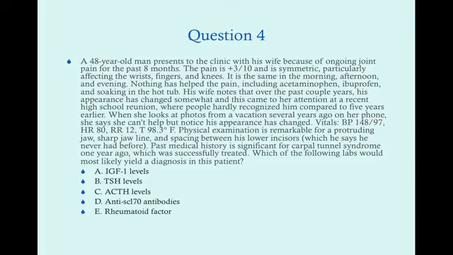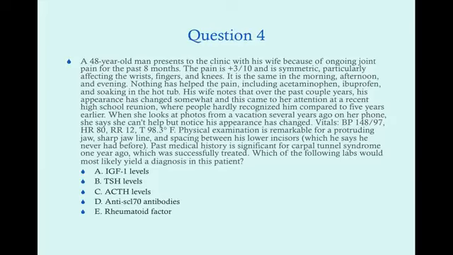Vitals: BP 148/97, heart rate 80, respirations 12, temperature 98.3. Physical examination is remarkable for a protruding jaw, sharp jawline, and spacing between his lower incisors, which he says he never had before. Past medical history is significant for carpal tunnel syndrome 1 year ago, which was successfully treated. Which of the following labs would most likely yield a diagnosis in this patient? A. IGF-1 levels, B. TSH levels, C. ACTH levels, D. Anti-SCL70 antibodies, or E. Rheumatoid factor.